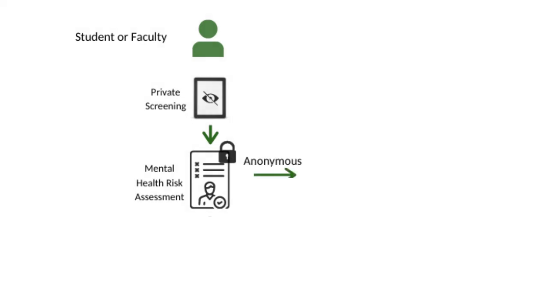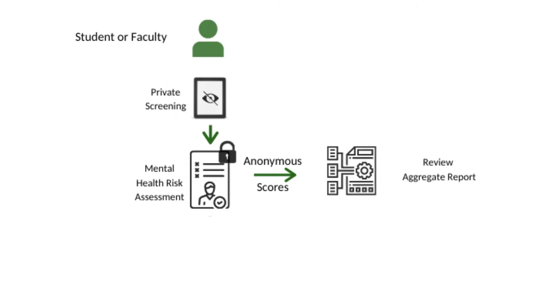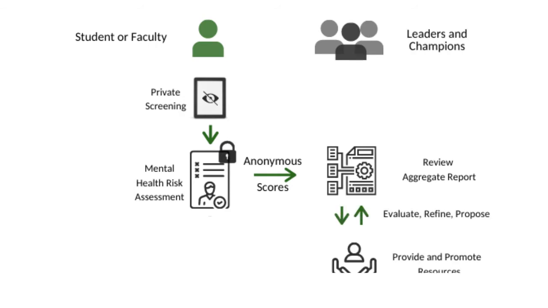Scores from the individual screenings are anonymously aggregated and reported on the Aggregate School Report. The Aggregate Report provides mental health leaders and champions with the information to evaluate, refine, and propose mental health resources based on the population's needs. Students and faculty are encouraged to make use of the resources to restore and maintain mental health. Rescreenings are recommended every 3 months.